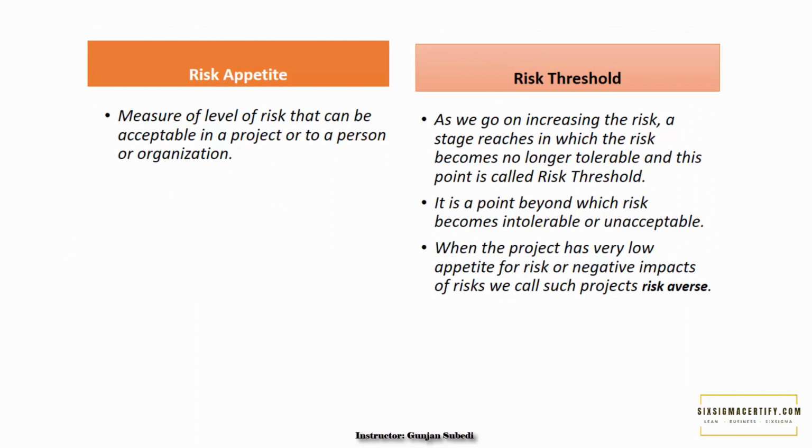There are other terms that you should know for preparation for the exam. These are risk appetite and risk threshold. Risk appetite or risk tolerance is the measure of the level of risk that is acceptable in a project or to a person or organization. And about risk threshold, as we go on increasing the risk, a stage is reached at which the risk is no longer tolerable, and this point is called the risk threshold. It is the point beyond which risk becomes intolerable or unacceptable. When a project has a very low appetite for risk or for the negative impacts of risk, we call such projects risk averse. So please understand these terms also.